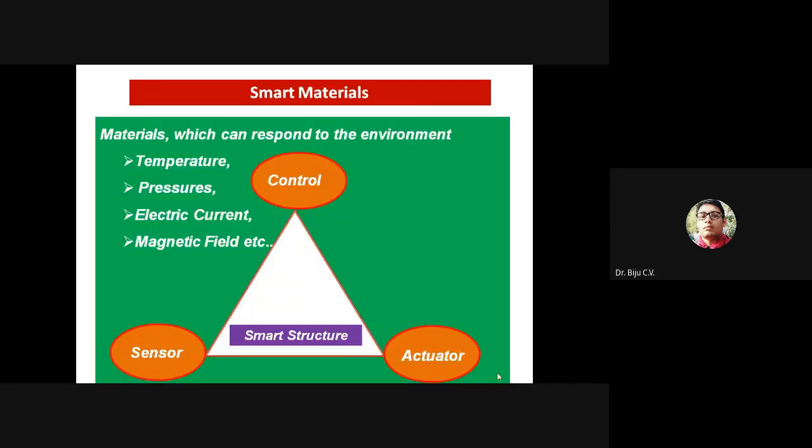Now I'm going to smart materials that are used in this particular development. We have the sensors, actuators, and controlling unit, and all three together form the smart structure. So we should have some mechanism to sense, and there should be some mechanism to control and apply that through the actuator. The sensing elements can be temperature, pressure, whatever it is. So this is the general topic, nothing exactly focused on this vibration area.